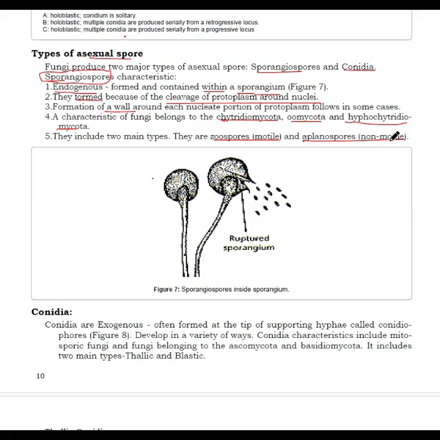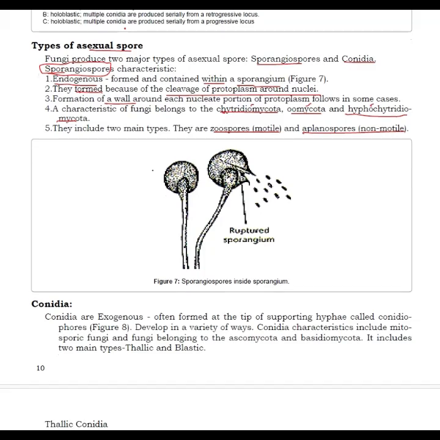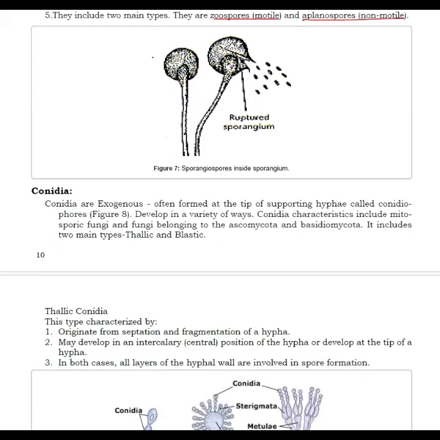So sporangiospores are within the sporangium. They are formed by the cleavage of protoplasm, and they form a wall around the nucleus. They belong to Chytridiomycota, Oomycota, and there are two types: zoospores, which are motile, and aplanospores, which are non-motile.